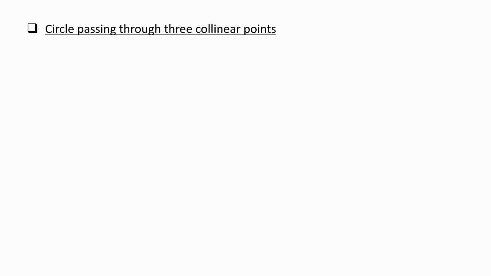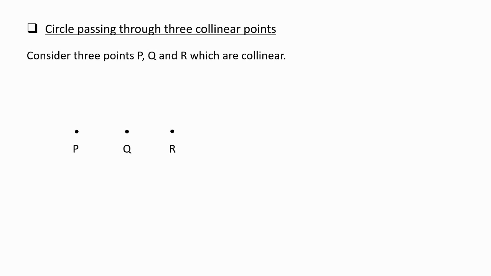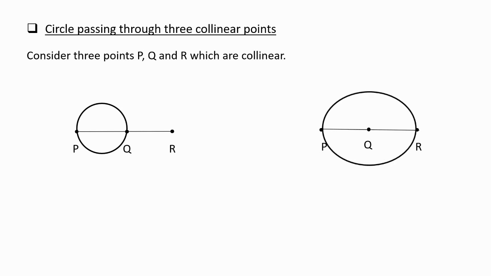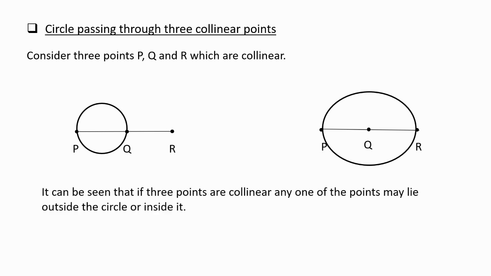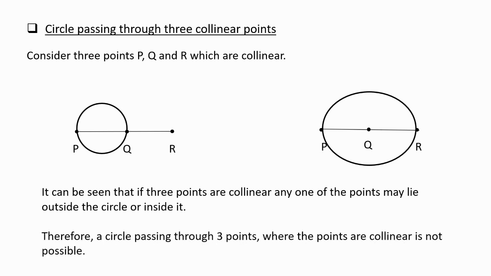Circles passing through 3 collinear points. Consider 3 points P, Q and R which are collinear. P, Q and R, collinear points, lie in a straight line. If we try to draw a circle in the following manner, we know that one point R will lie outside the circle. Or if we try to draw a circle in this manner, we know that one point, particularly Q, will lie inside the circle. It can be seen that if 3 points are collinear, any one of the points may lie outside the circle or inside it. Therefore, a circle passing through 3 collinear points is not possible.